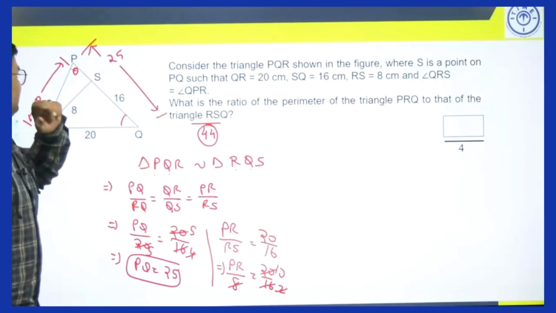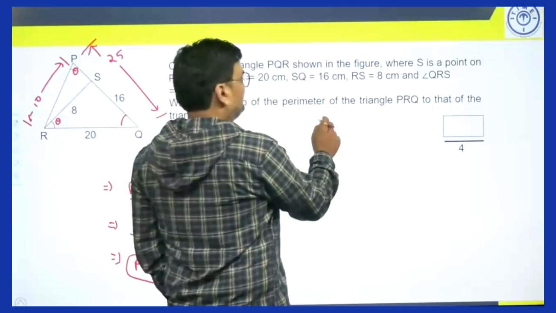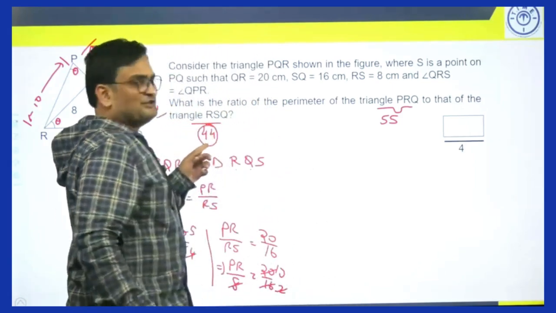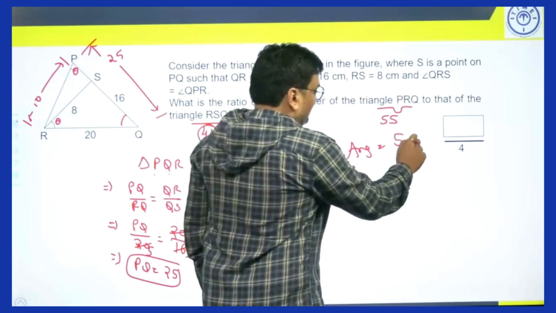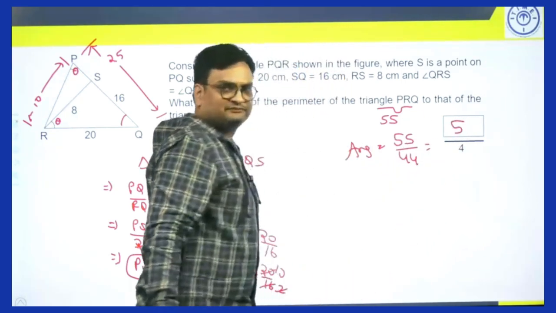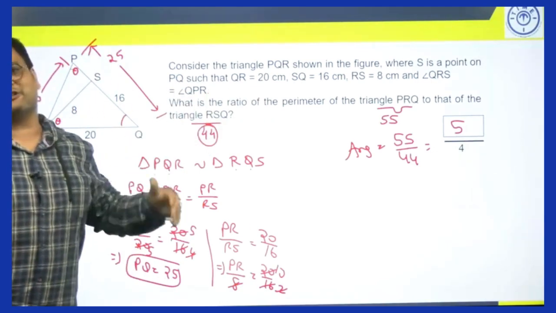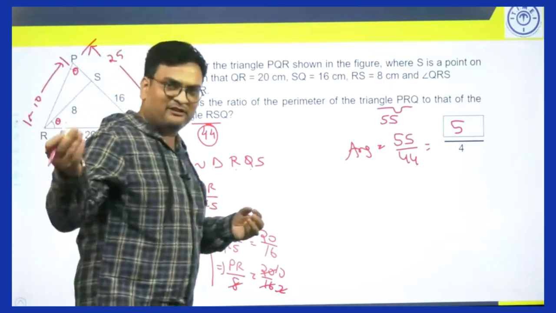It's 10 and 25, 35, 35 and 20, 55. So thus, the perimeter of this triangle PRQ is 55 and that of RSQ was 44. Required ratio is 55 by 44, which is nothing but, when you cancel out 11, 5 by 4. So in that missing box, what should come? 5 should come there. Right? I hope we are clear with this, the concept of similarity and the associated problem.